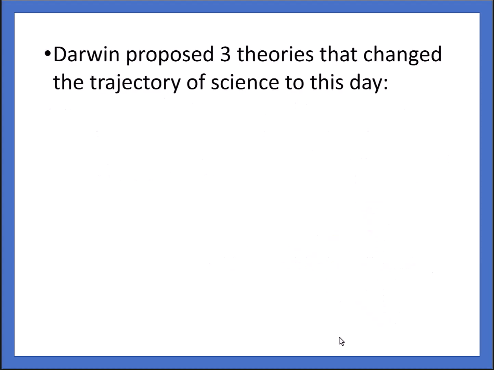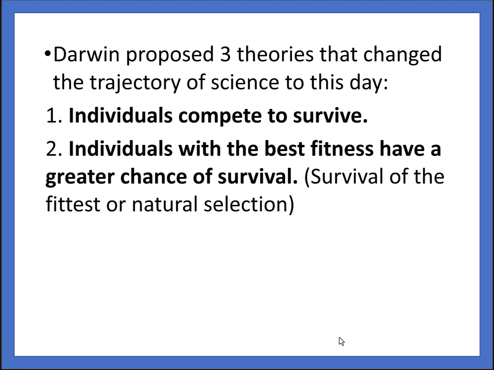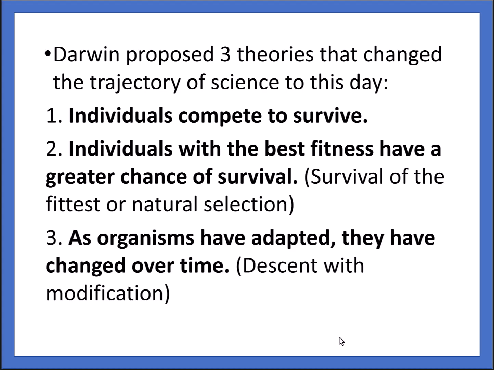So Darwin proposed 3 theories from those observations that changed the trajectory of science to this day. Number 1, individuals compete to survive. Number 2, individuals with the best fitness have a greater chance of survival. This is otherwise known as survival of the fittest or natural selection. And as organisms have adapted over time, they have changed. And this theory is known as the descent with modification.